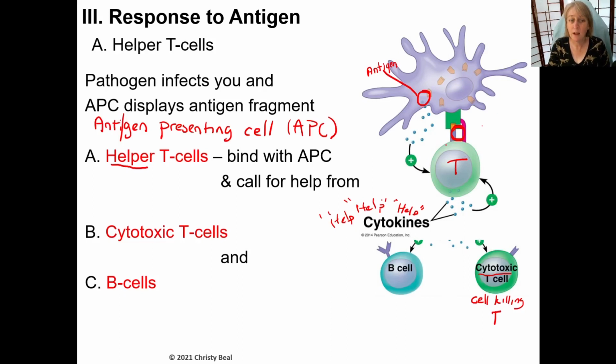When this helper T cell binds with the presented antigen on the antigen-presenting cell, what happens is the cytokines signal that there is an invader, and we need to call for support, because now we're fighting. There's an infection, there's a virus coming, cells are going wrong.